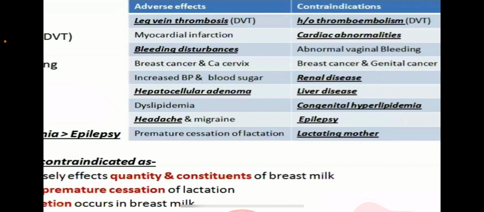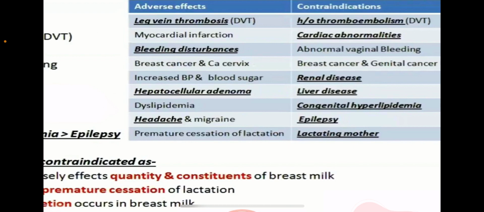In cases of thromboembolism, it is contraindicated, like in leg vein thrombosis or deep vein thrombosis. Cardiac abnormalities like myocardial infarction, because it can enhance the disease and can also result in further abnormalities. OCPs can result in myocardial infarction, so it is contraindicated. Abnormal vaginal bleeding: OCPs can result in bleeding disturbances. It can be an adverse effect of OCP, so not recommended. Breast cancer and genital cancers, renal diseases in cases of increased BP and blood sugar.